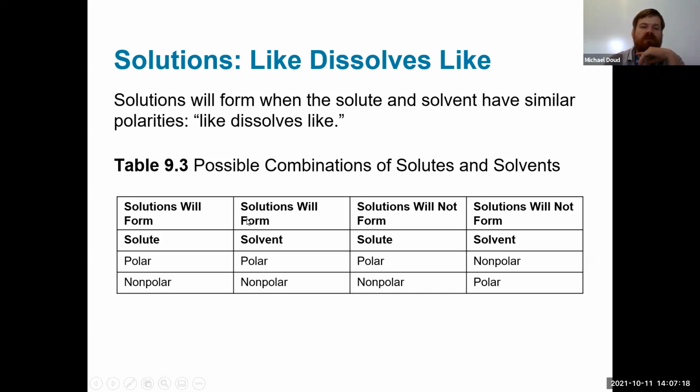So for example, if you have a solute that's polar and a solvent that's polar, then a solution will form. If you have a solute that's nonpolar and a solvent that's nonpolar, also that solution will form. However, if your solute is polar and the solvent is nonpolar, then they're not going to interact with one another because they don't have intermolecular forces bringing them together. Same thing if you have a nonpolar solute versus a polar solvent. Again, polar solutes will dissolve in polar solvents. Nonpolar solutes will dissolve in nonpolar solvents.